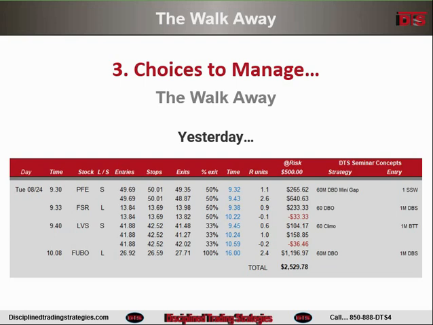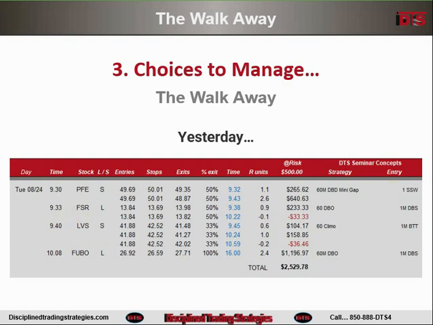So PFE, I treated it as a tier 1 gap, which means I was getting into it. I was not going to miss it, period. FSR was a different trade, but it was entered 3 minutes later. LVS entered at 9:40, and then I backed up, let things settle down, and then I go for what ended up being my walkaway trade. Now, it's not always one trade.